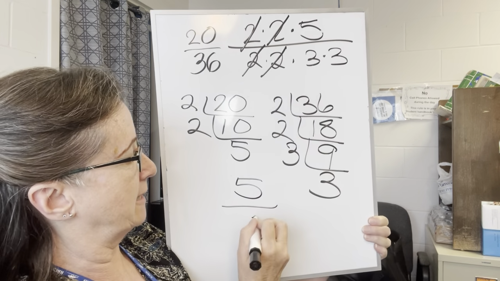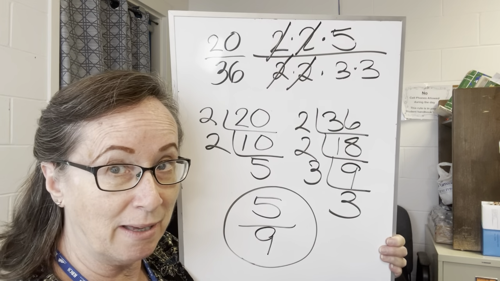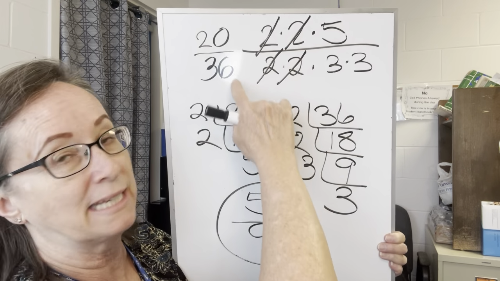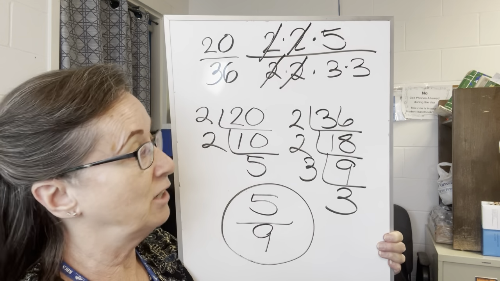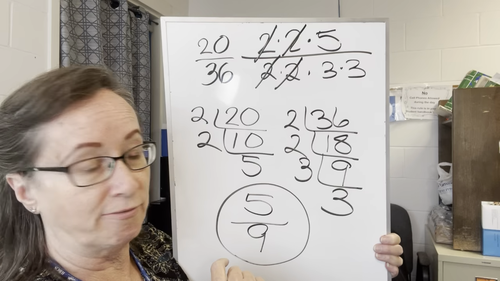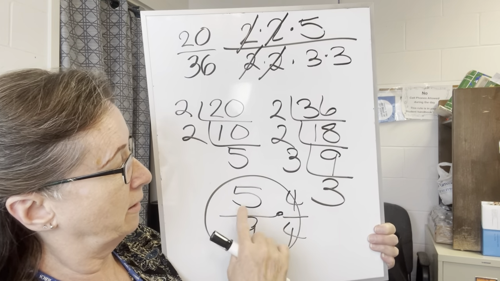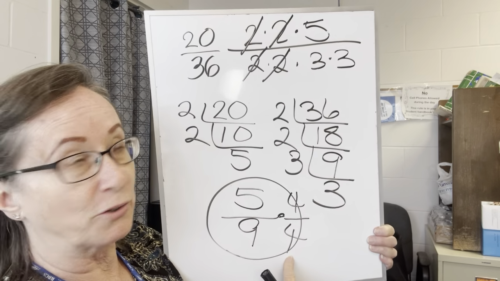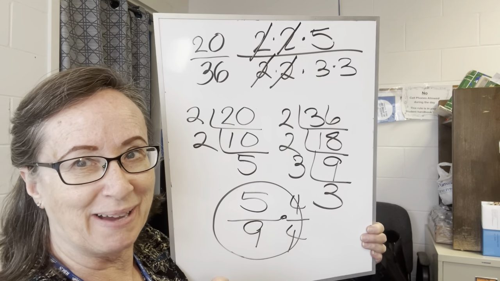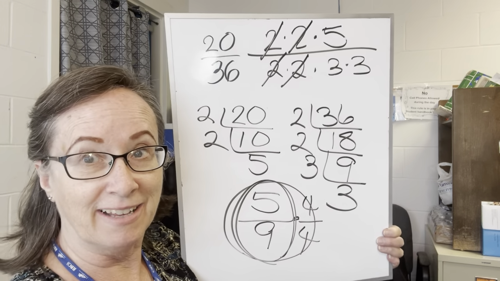3 times 3 is 9, and 5/9 is the same value as 20/36. You can check it. 5 needs 4 to get to 20. 5 times 4, so if I multiplied by 4 over 4, 20 over 36, it would go right back there, wouldn't it? So the answer is 5/9.